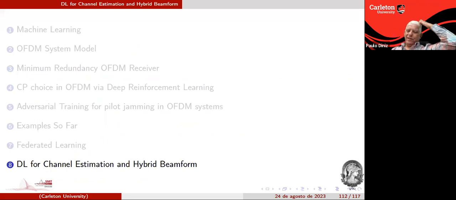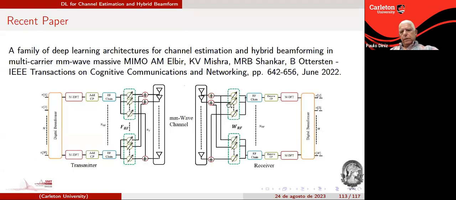And another thing I show you is just one example that came in a recent paper: deep learning channel estimation in a situation where we have a MIMO system with a hybrid beamformer. This is a sophisticated system where some part of your beamformer is in the analog domain and some part is designed in the digital domain. And suppose you have a millimeter wave channel link, and this is a very complicated problem. So how can we actually address this problem?